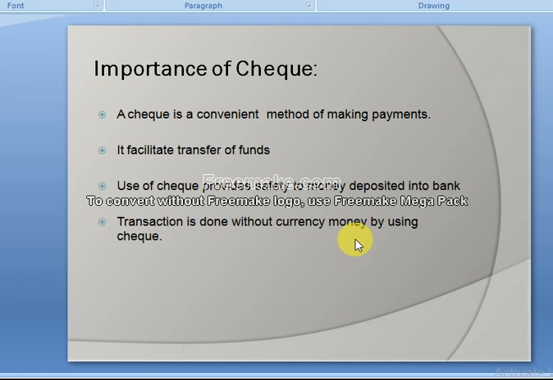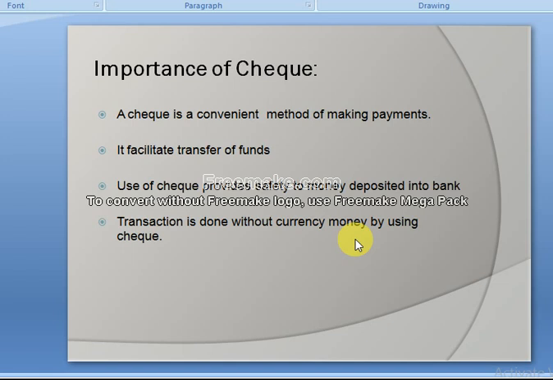Another importance of the check is that it facilitates the transfer of funds. Before, when cash money was transferred, people were hesitant. But nowadays, through the check, millions and billions of amounts are transferred daily from one place to another, from one city to another city, from one account to another account. So it facilitates the transfer of funds.